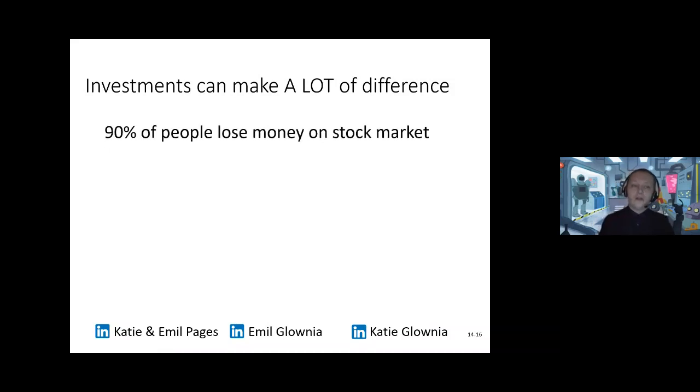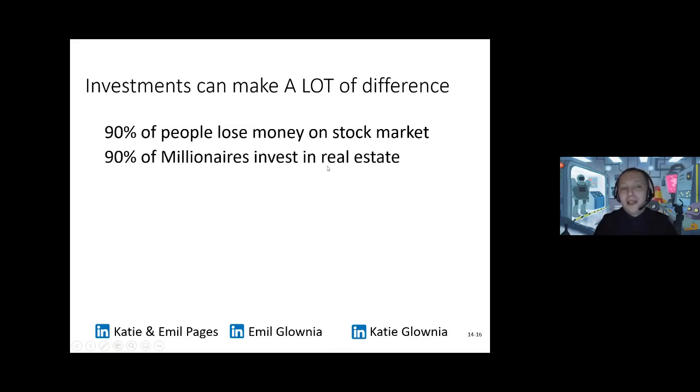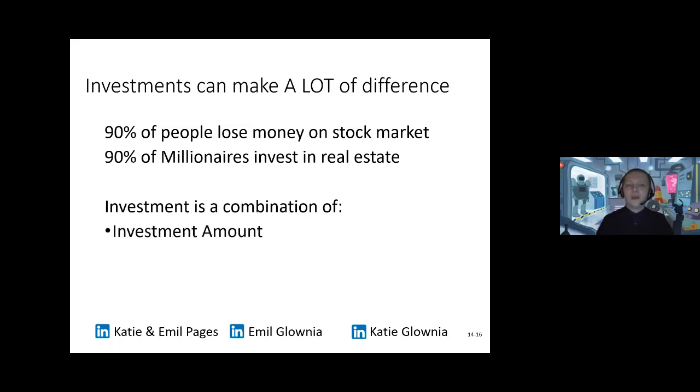90% of people lose money on the stock market. That's a statistic I found on the internet. I'm not sure how accurate it is, but it's just interesting to see. And apparently 90% of millionaires invest in real estate, which, with my knowledge of property investment so far, doesn't surprise me at all. Now, investments is a combination of investment amount, return on investment, and duration.